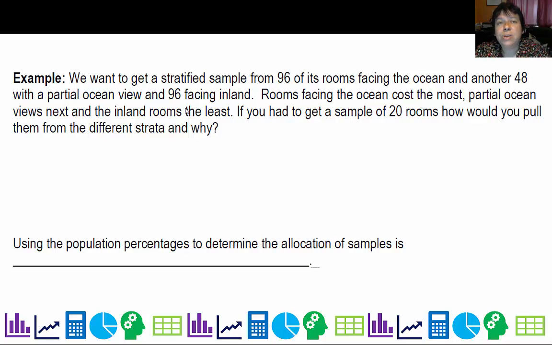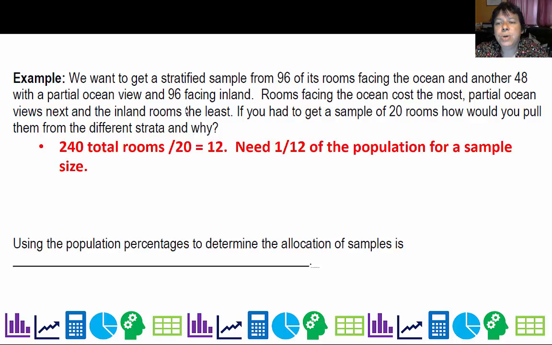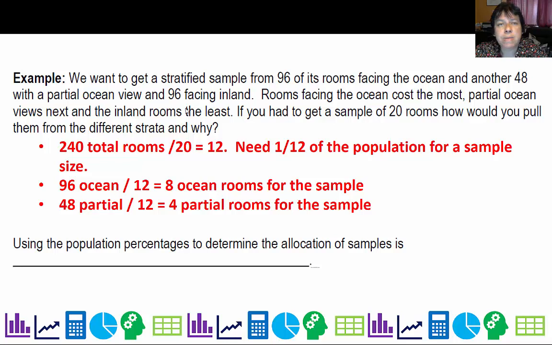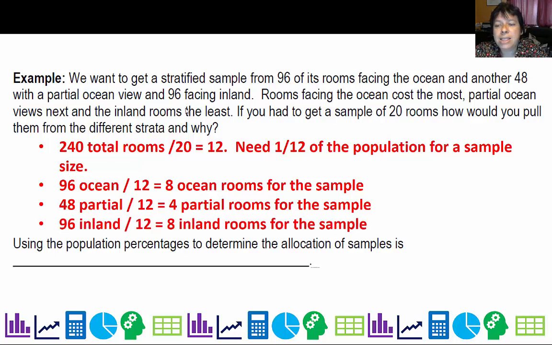So one thing I could do is look at the percentage of the population that I want to sample. All right. So 240 total rooms. I want 20. So I roughly need 1/12 of the total sample size. A little over 8% in case you're interested. So I would take 1/12 of the ocean views and I'd sample 8 rooms. 1/12 of the partial, which is 4, and then 1/12 of the inland and sample 8 rooms there. This strategy is called proportional allocation.